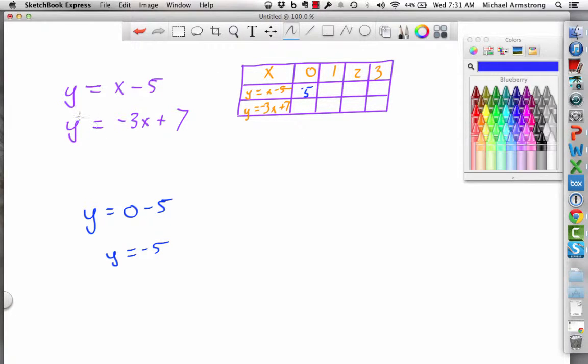Okay. If I were to put 0 in this equation, that's y is equal to negative 3 times 0 plus 7. And negative 3 times 0 is 0, so y is equal to 7. So you get a 7 in here. So you kind of progress through by putting each of these in to here.